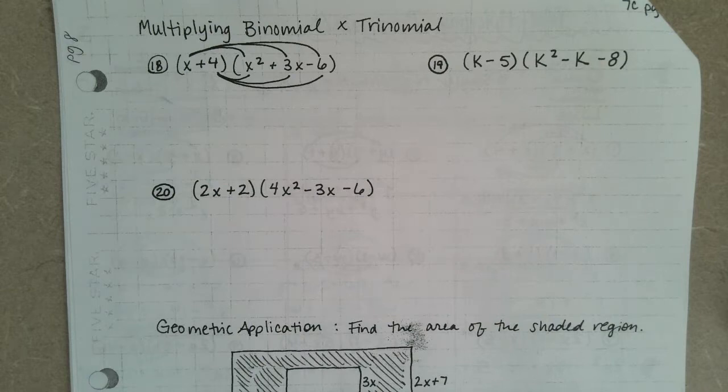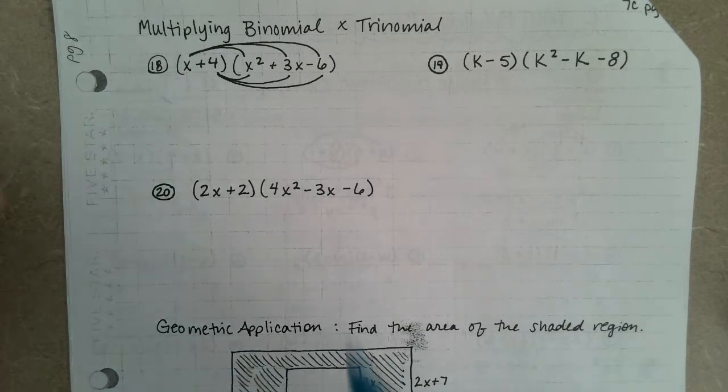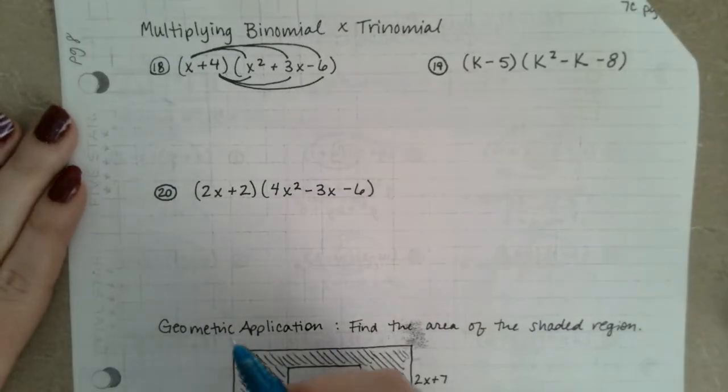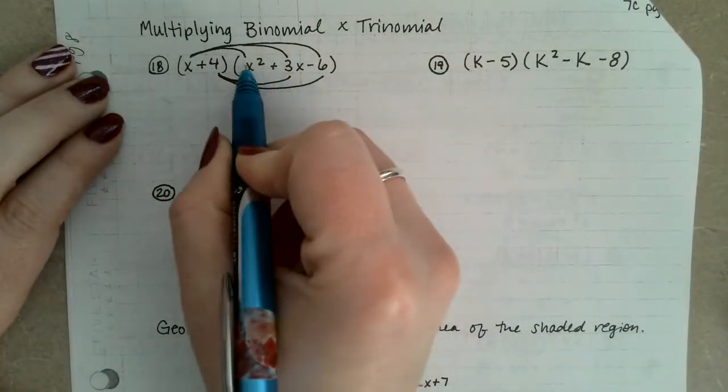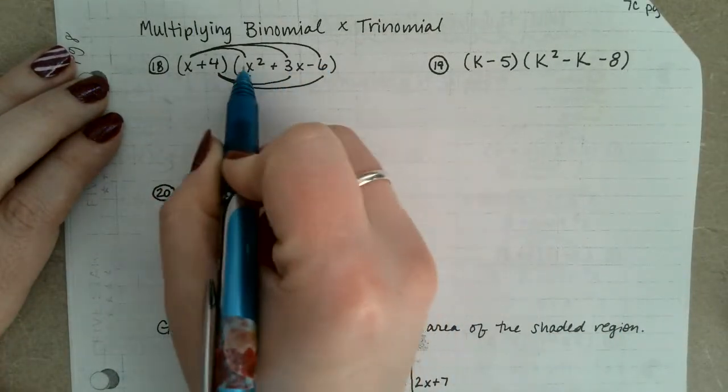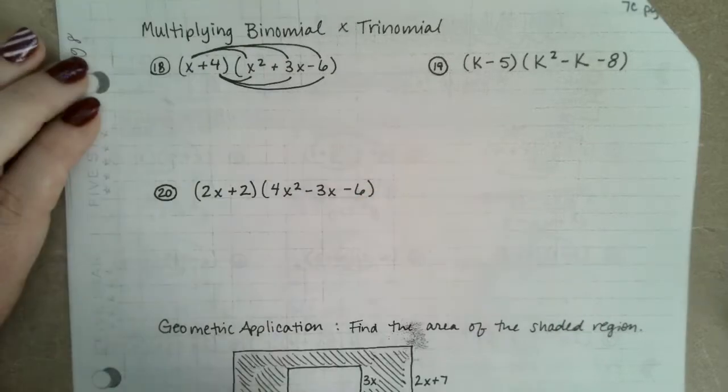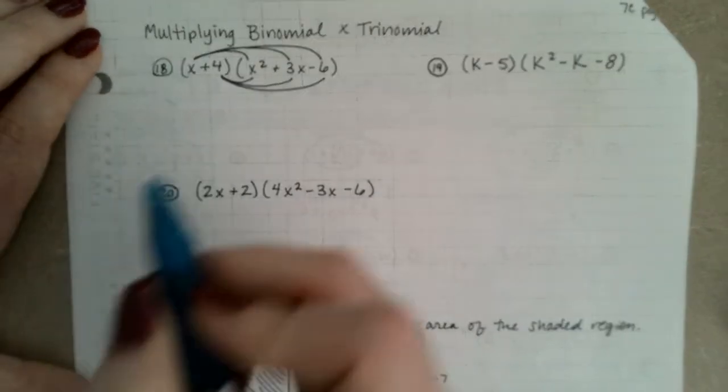The last thing we're going to look at today is multiplying a binomial by a trinomial. It pretty much does the same thing as the foiling, we just add an extra term into one of our polynomials. So we take the x, we'll multiply it by everything in the second one, we'll take the 4, multiply it by everything in the second one, and then combine like terms. We just have a few more terms to play with here.